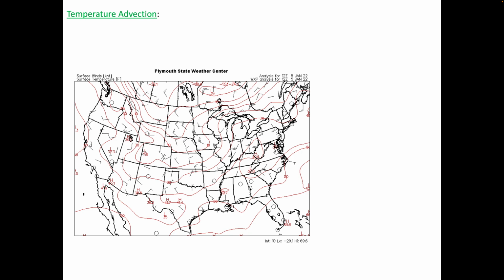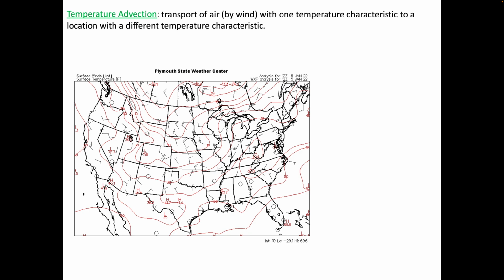If you take a look at advect in the dictionary, you'll see that the definition of advect is to transport. So when we talk about temperature advection in the context of meteorology, what we're talking about is the transport of air by the wind of one temperature characteristic to a location with a different temperature characteristic. This kind of sounds a little bit technical or challenging, but in reality, it really isn't. It's actually kind of intuitive.